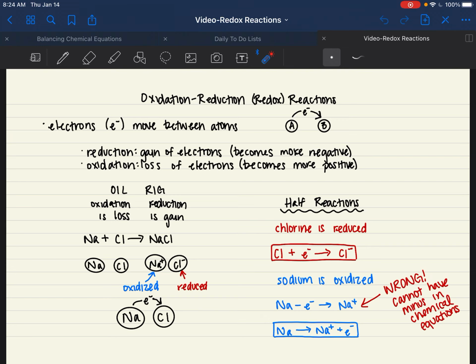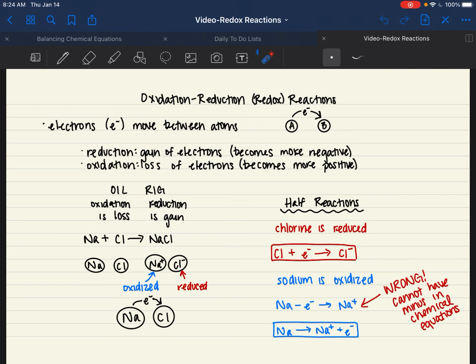We also said that sodium was being oxidized, so it is giving away an electron. So you might instinctively want to write sodium minus an electron will give you a sodium with a positive charge, but we cannot have chemical equations with minus signs. So the way we do that, just think about algebra. You add the electron to the right side, so it cancels out on the left. So what we have instead is we start with the neutral charge, and then we go to sodium with a positive charge plus that electron that it is giving away. So that is how you write the oxidation.